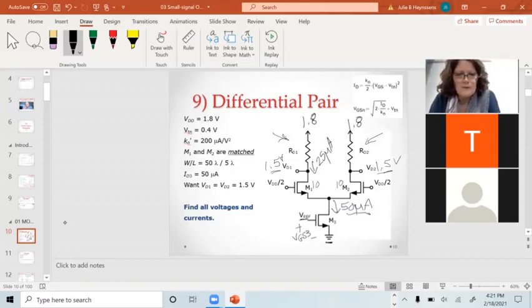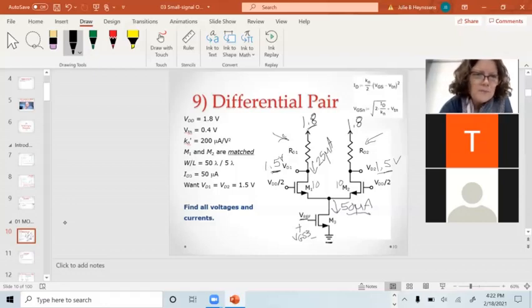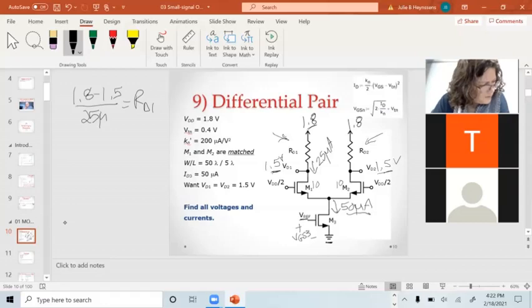Okay, we got that far. Now we've got ID. We can get a value for this resistor right here because I've got the voltage on both sides of it. The voltage drop across that resistor is 1.8 minus 1.5. And its current is 25 microamps. So the resistance, RD1 and RD2, when I plug all those numbers in, is going to come out to be 12 ohms.